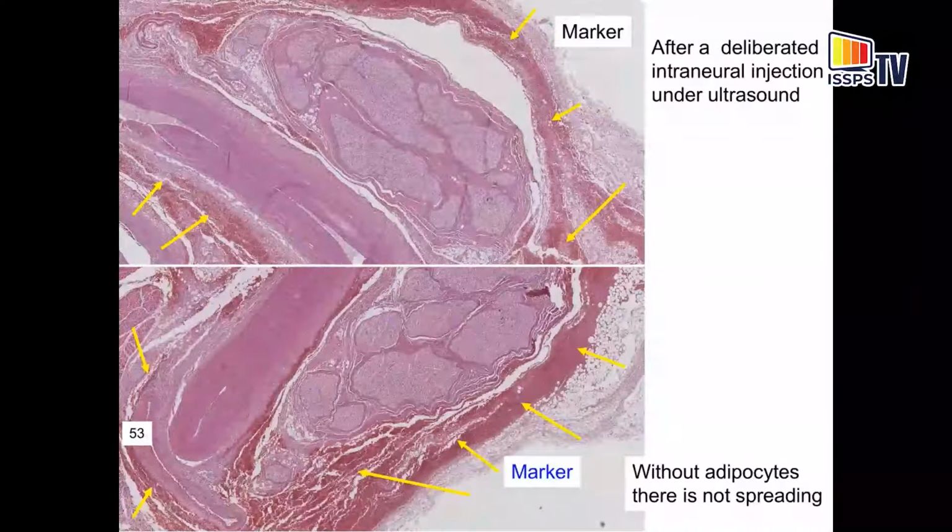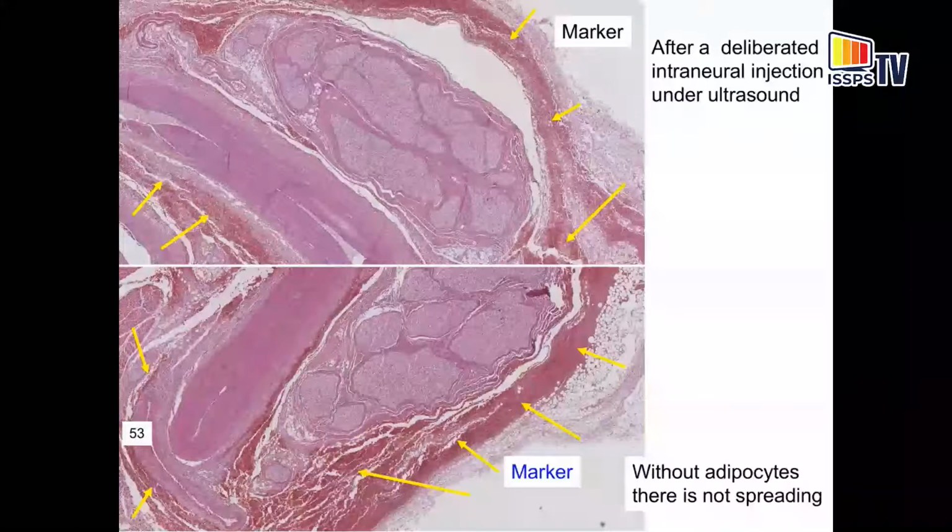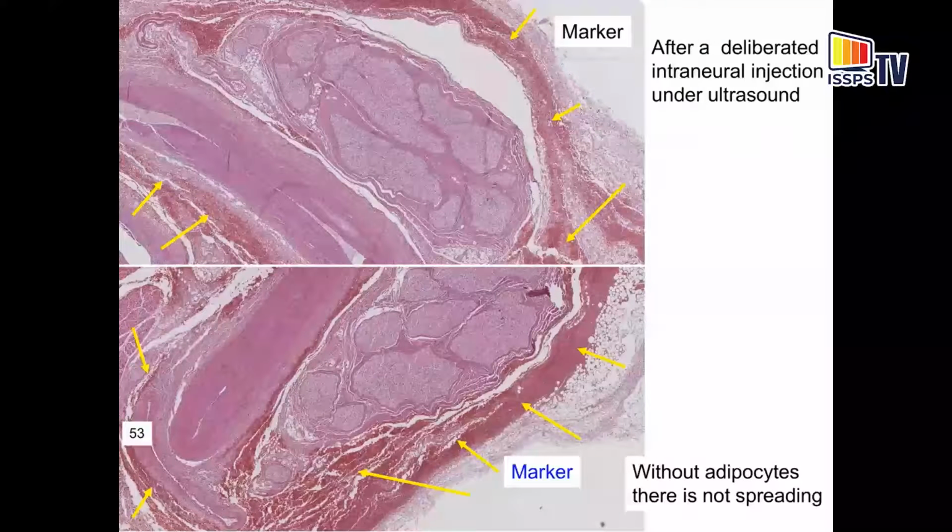Fat is the key for intraneural spreading, and it is important to remember that not all nerves, not all nerve trunks, of course, have adiposities among fascicles.